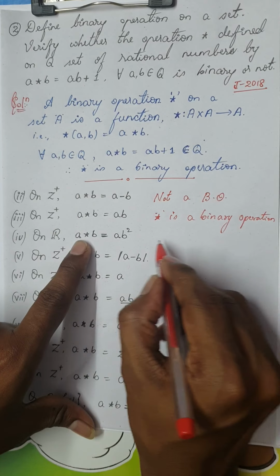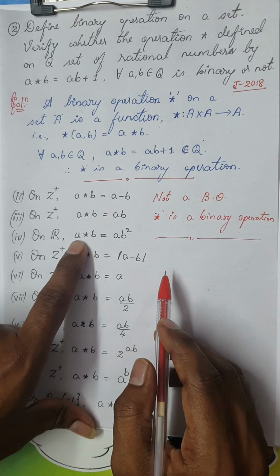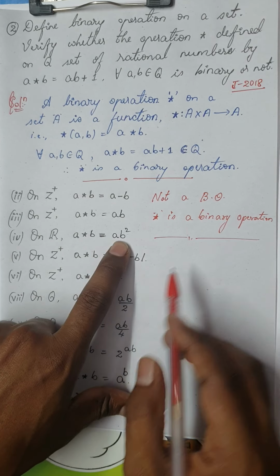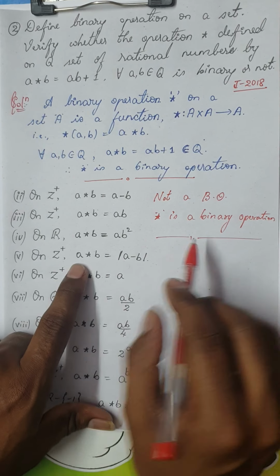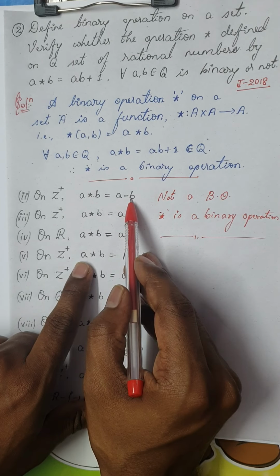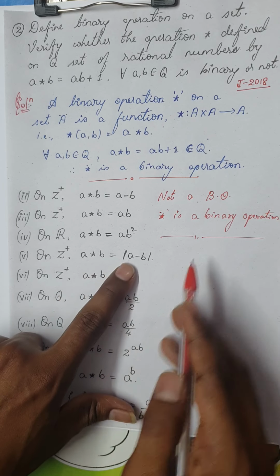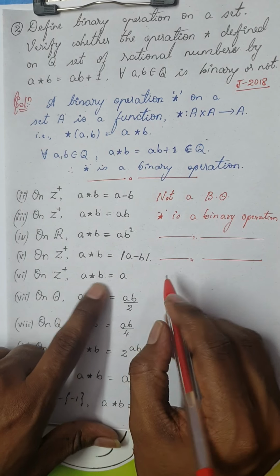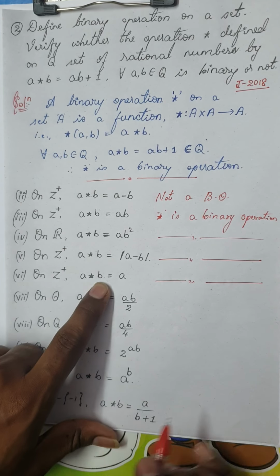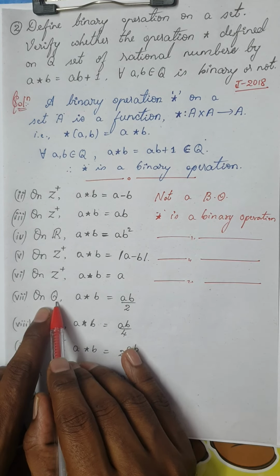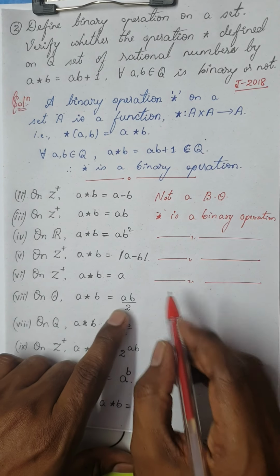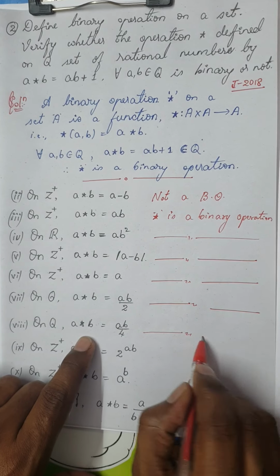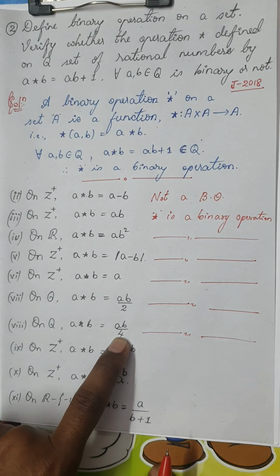And on the same scale, you can write A star B on R, the real numbers. If A star B is equal to AB square, then star will be a binary operation. Similarly, A star B is equal to A minus B is not a binary operation, but modulus of A minus B will be a binary operation. And A star B is equal to A will be a binary operation. On Q, the set of rational numbers, we have already solved this. A star B is equal to AB by 2 will be a binary operation. A star B is equal to AB by 4 will be a binary operation on Q.